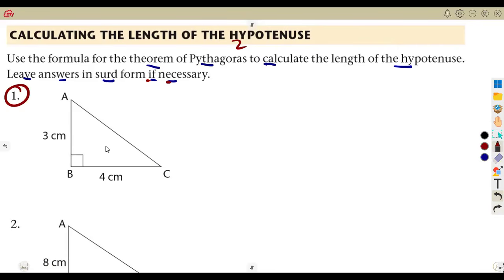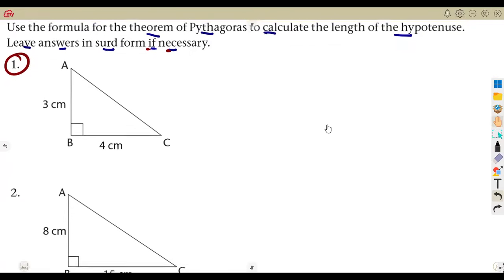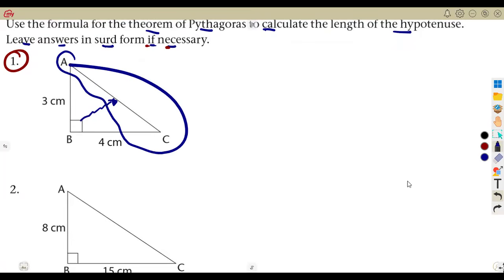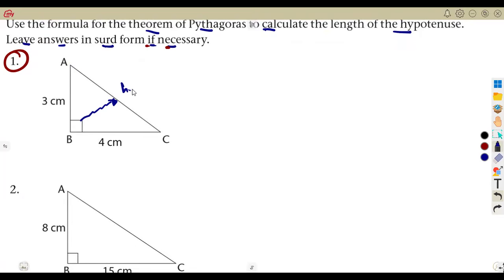Number one, how are we going to apply our formula? Pythagoras theorem. According to our triangle, the side that we want to calculate is this side, AC. This is the one that faces what? The 90 degrees. So the side AC, that's our hypotenuse.